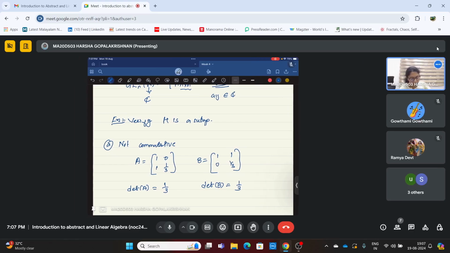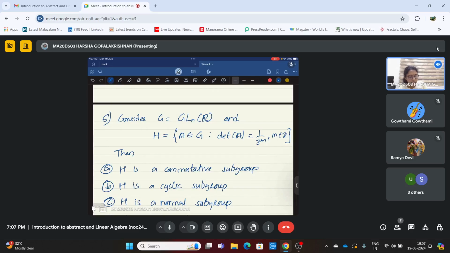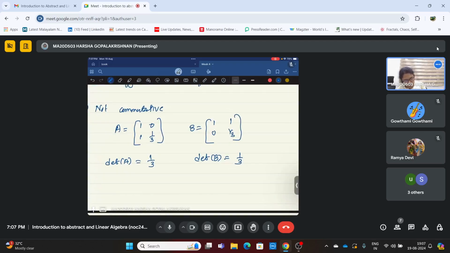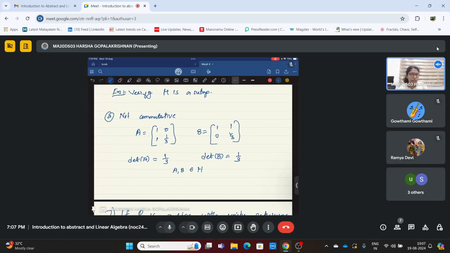Okay, so what is H? H means set of matrices with the determinant of A is 1 by 3 power m for some m in Z. So m equal to 1 here, we got 1 by 3. So both A and B are elements of H. Okay, now we need to check whether it is a commutative group. For that we should check whether AB and BA are equal or not.